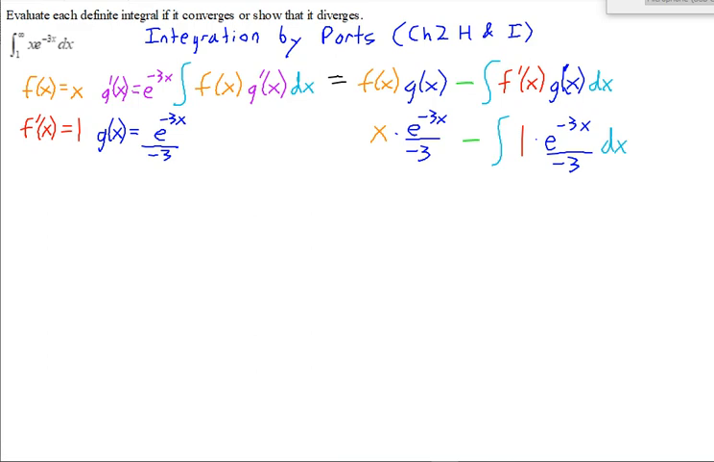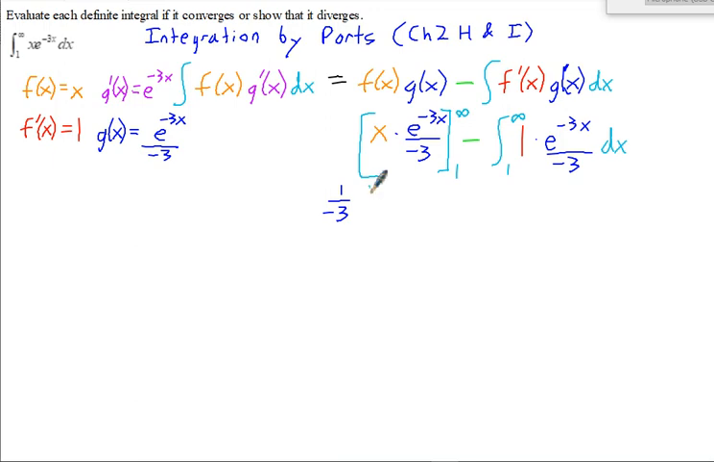And this is what it would be if it was an indefinite integral. The difference is, this is a definite integral from 1 to infinity. So this one would be from 1 to infinity, and this part that's already integrated would be from 1 to infinity. So let's go ahead and simplify this one here. To make it a little easier before substituting, you could pull out the negative 3 on the bottom, so it's negative 1/3.